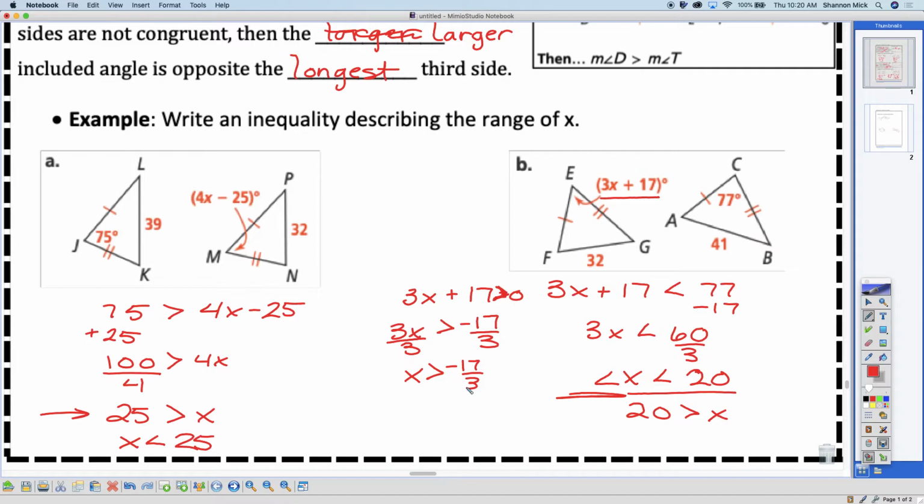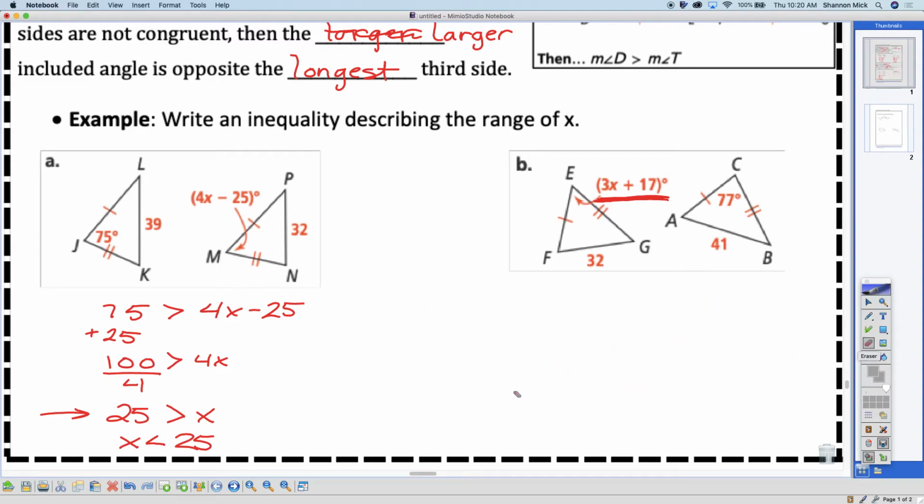Negative 17 thirds is a negative number, but when I put it in the equation, do I get out a negative number? I'm lost. Okay, we have an answer right here. Do you see this answer? You've all got this answer, yes? You've got to get it because you're never going to get through the assignment if you don't. So we have to do the second part. Okay.